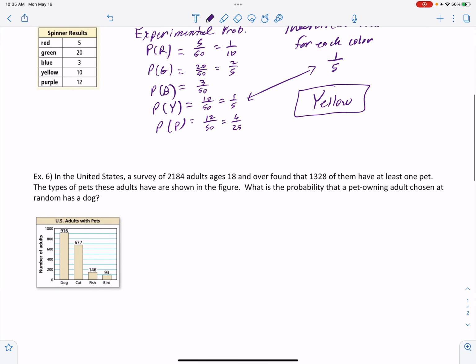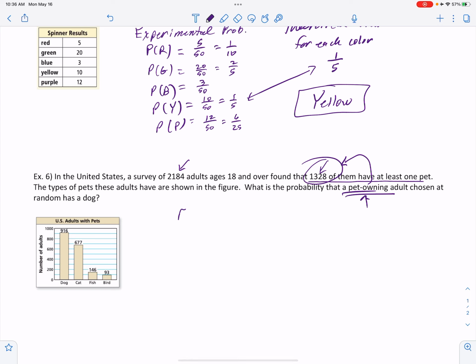So example 6. In a survey of 2184 adults ages 18 and over, they found that 1328 of them have at least one pet. The types of pets these adults have are shown in the figure. What is the probability that a pet-owning adult chosen at random has a dog? Well, this 2184 was the total number surveyed, but only 1328 of them had a pet. And we're only interested in the pet owning, so this is going to be the total in my denominator.